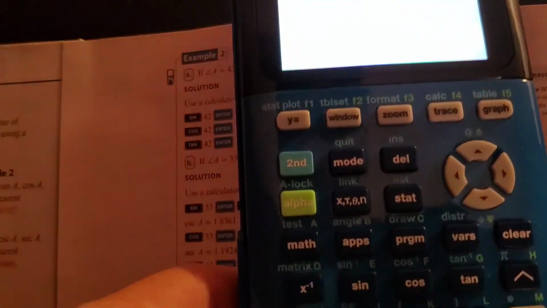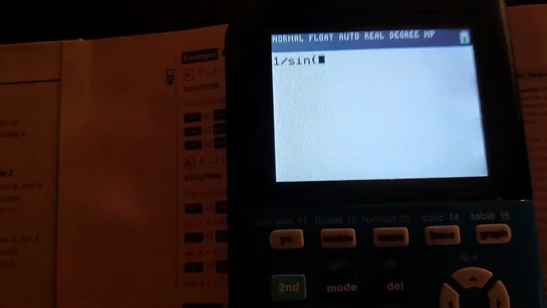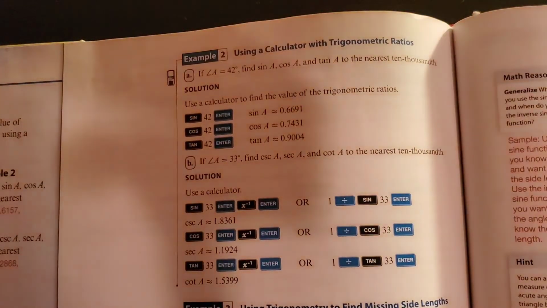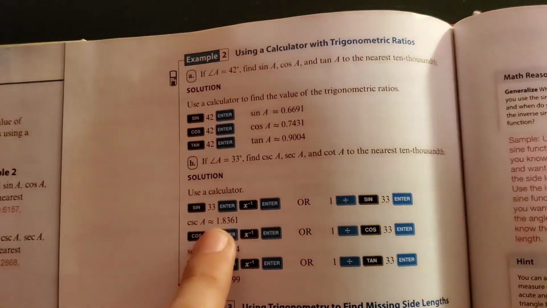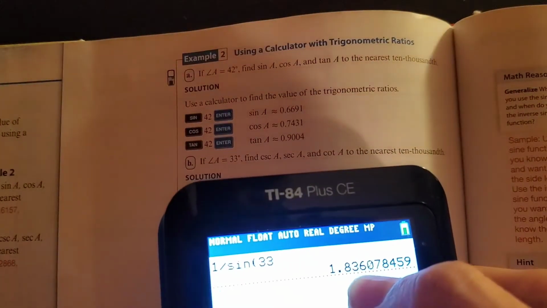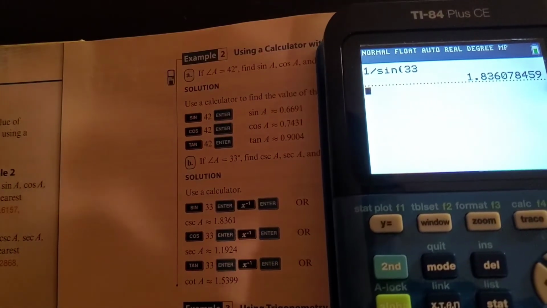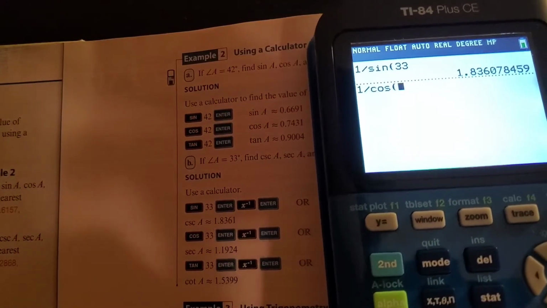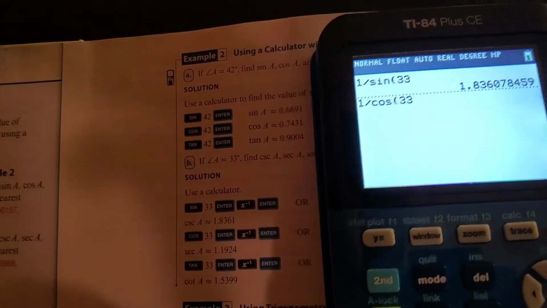If you try to press all the buttons and look it up, you can't. So what you have to do is put 1, literally 1, divided by the sine of 33. And look what I get: 1.83607. In here they get 1.8361 because they rounded up the 0 because of the 7. So that's how you do it. So it's 1 over sine, and then you have to do 1 over cosine, and that's why I'm telling you, you cannot mix up cosecant, which is 1 over sine, with secant, which is 1 over cosine.